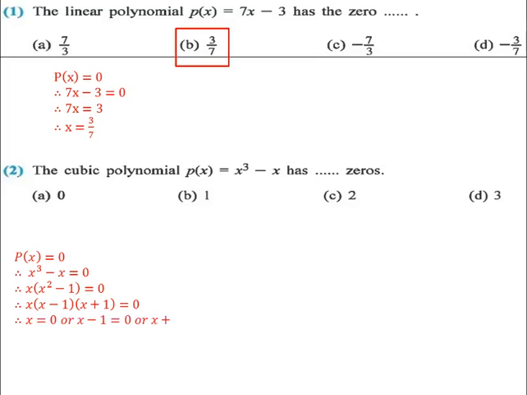Therefore, x is equal to 0 or x minus 1 is equal to 0 or x plus 1 is equal to 0. Therefore, x is equal to 0 or x is equal to plus 1 or x is equal to minus 1. Here, look, it has 3 zeros: 0, 1 and minus 1. Therefore, this cubic polynomial has 3 zeros. The answer is 3.